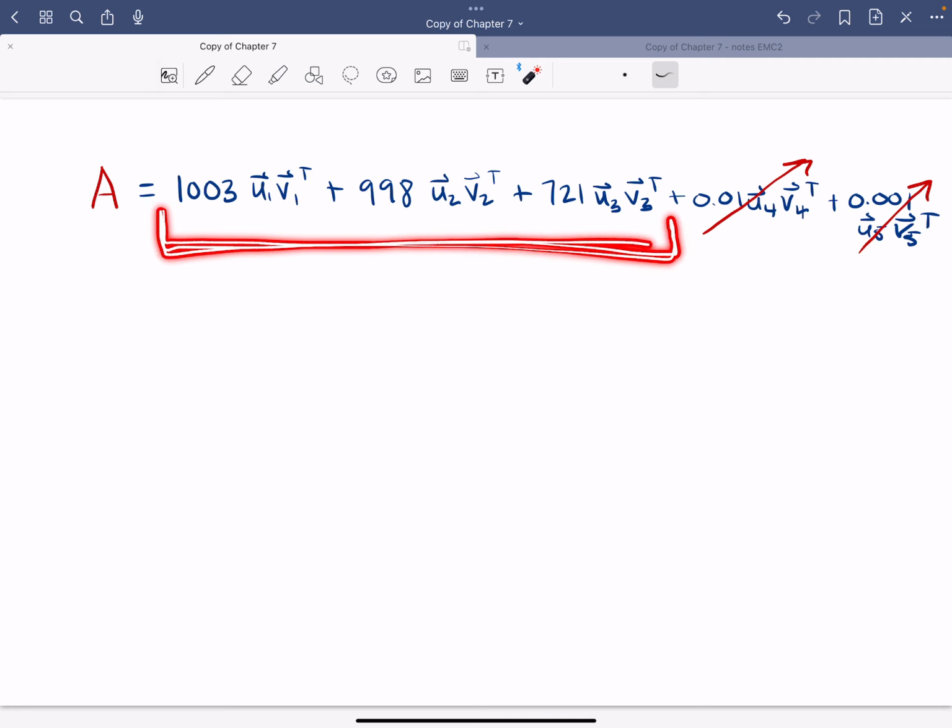This is something that's really widely used. It's related to what's called principal component analysis, which is a dimensionality reduction. There are lots of different ways in which the singular value decomposition shows up, but it ends up being a very useful tool in data analysis and data science.